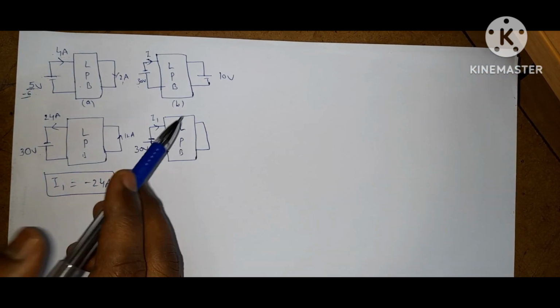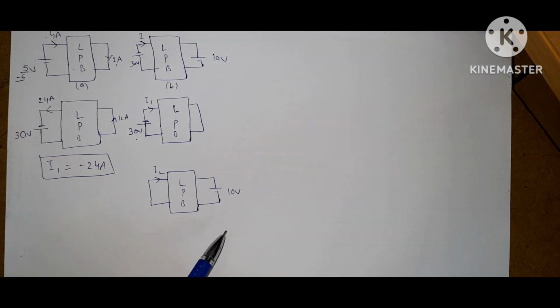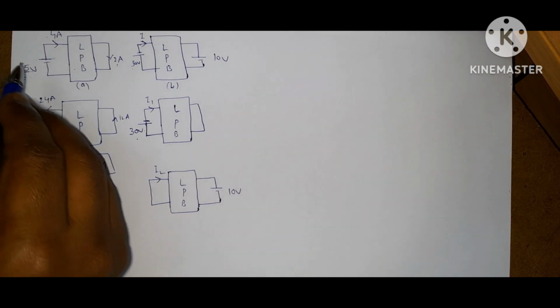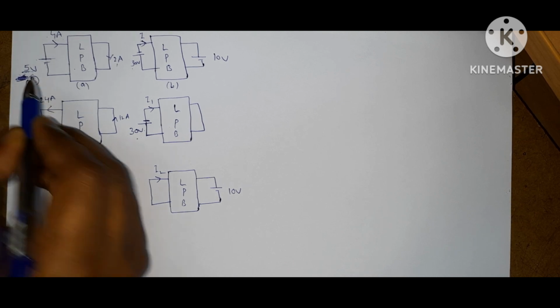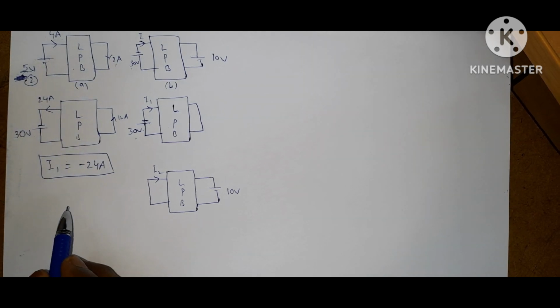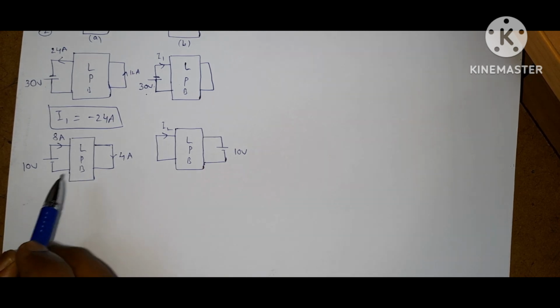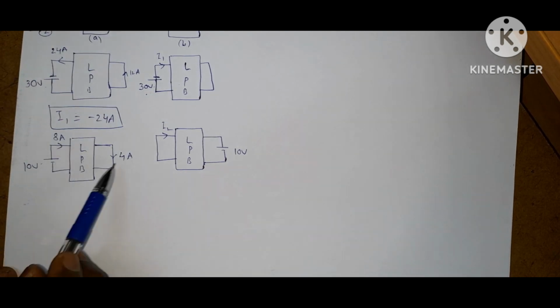Next, the 10 volt source acting alone, then the circuit becomes like this. From this circuit, to get 10 volts, multiply with 2. Then the circuit becomes like this. By the homogeneity principle, the circuit becomes like this. If you multiply with 2, it is 10, it is 8, it is 4.